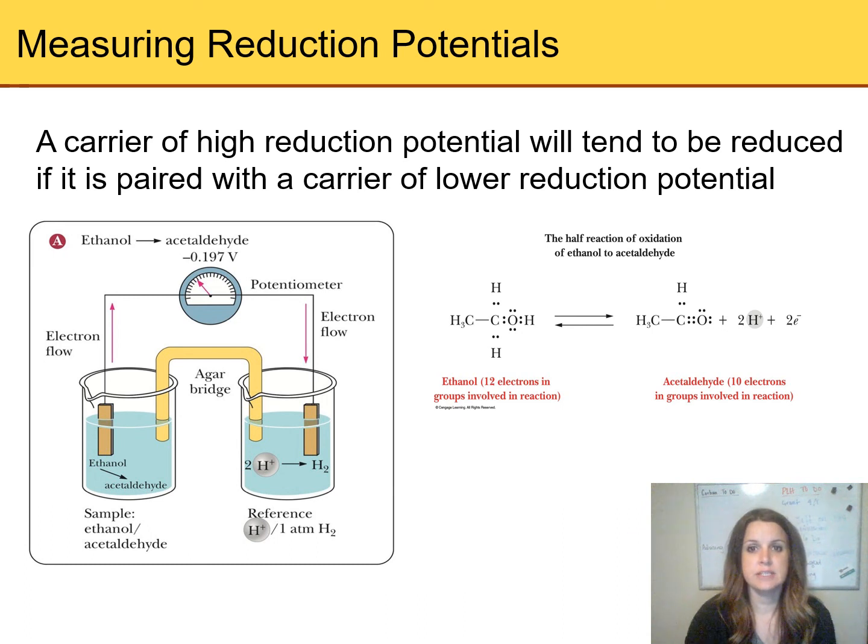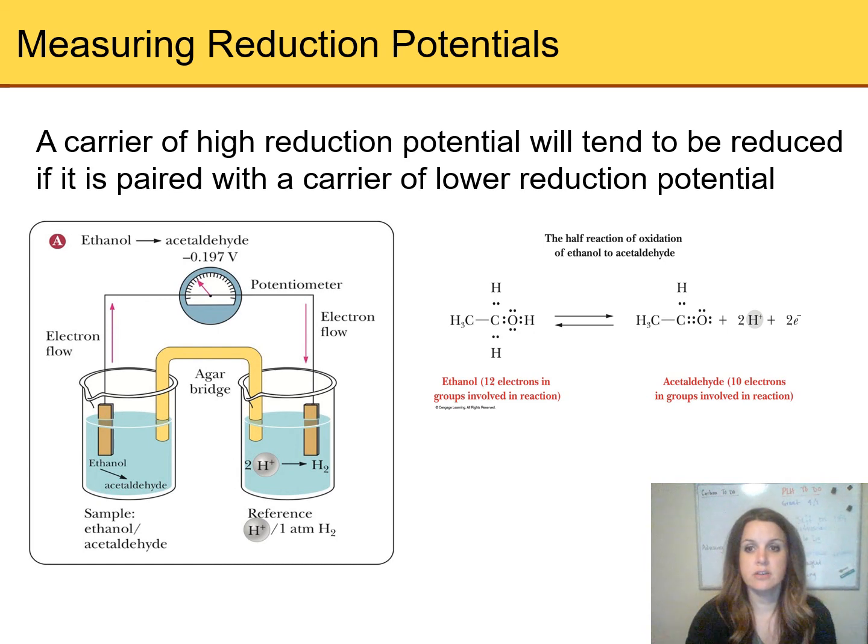The sample to be tested is in the other half cell or beaker on the left. This first image shows a sample half-cell pair measurement for the standard reduction potential of ethanol and acetaldehyde. Because electrons flow towards the reference half-cell and away from the sample half-cell, the standard reduction potential is negative, specifically negative 0.197 volts. And as you can see, the reaction occurring is the oxidation of ethanol to produce acetaldehyde.